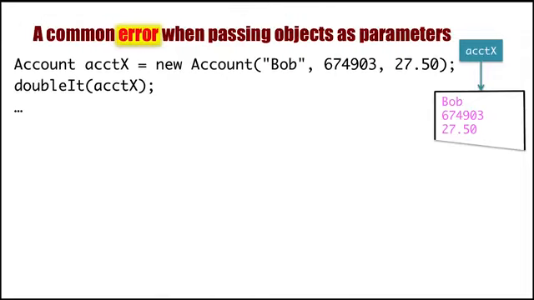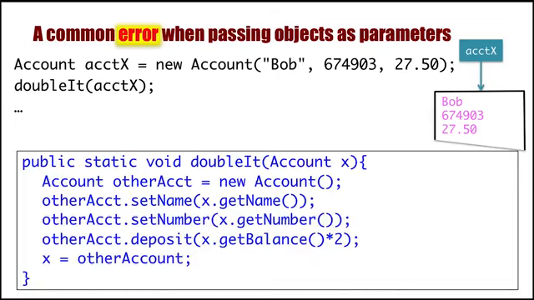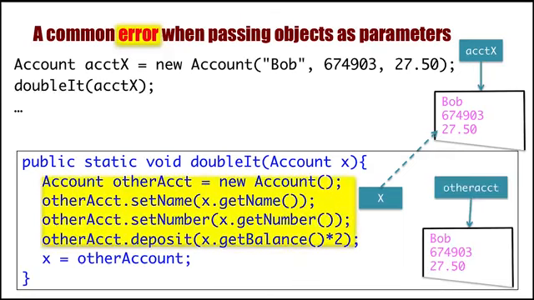Here is a common error seen when working with objects. This is a trap that you should easily avoid because you understand objects and how they work. We have an object that is passed to a method as a parameter. As before, this sets up a reference back to the original object. In the method, we create a new object and fill it with data that is copied from the original object. Then we make the desired change to the balance.